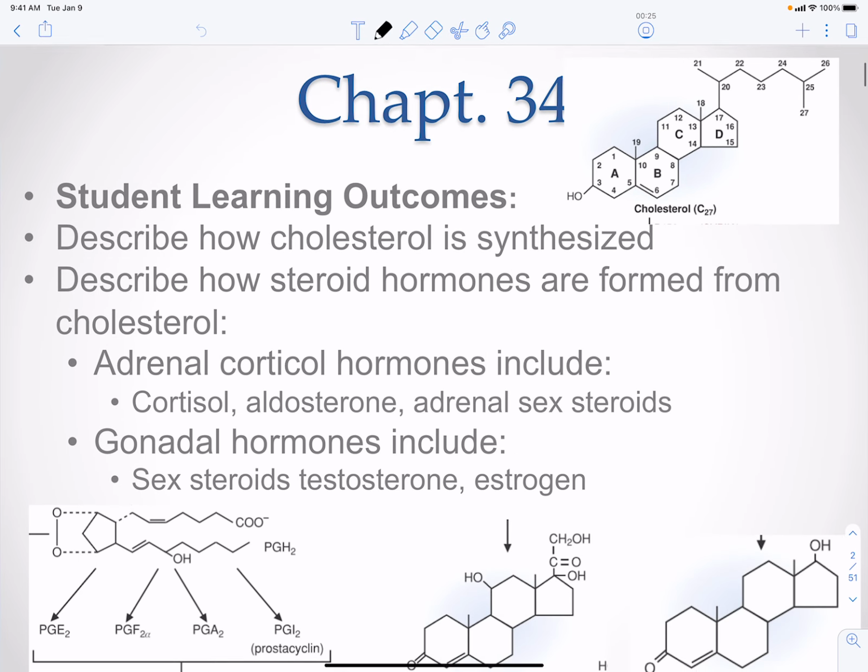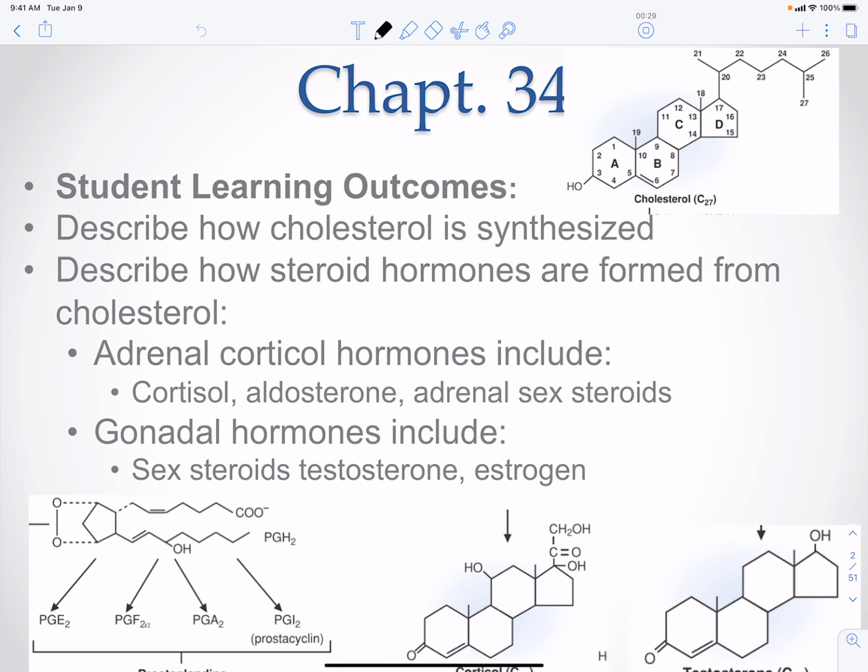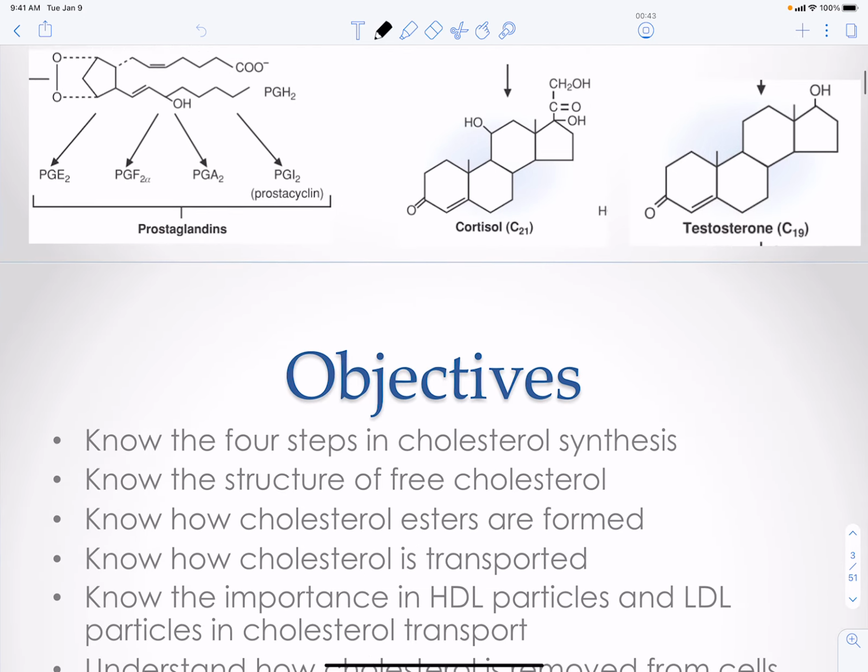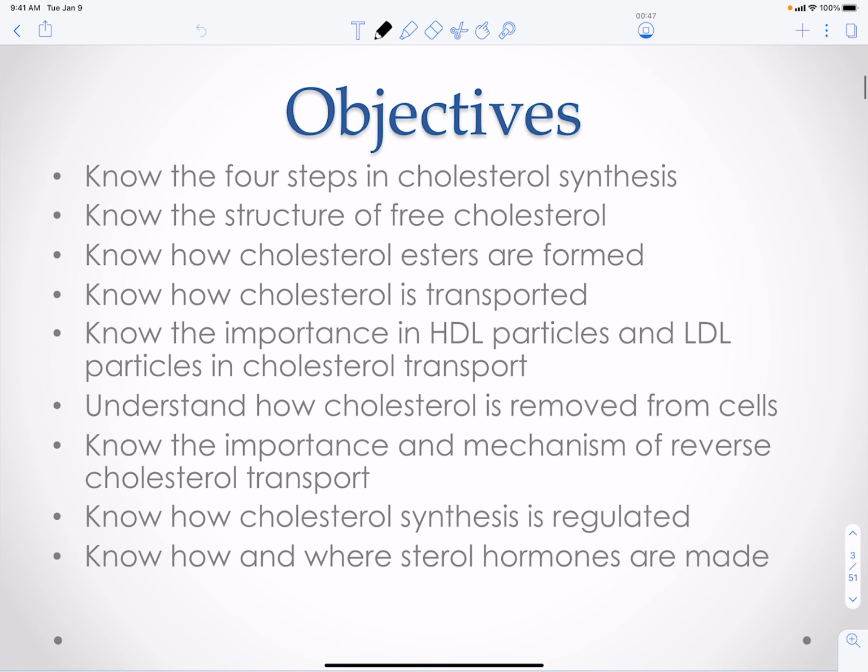So we're going to learn how cholesterol is synthesized, and then we're going to talk about how you generate steroid hormones from cholesterol. We have the cortisol, we have your testosterone, estrogen, etc. that can all be made from cholesterol. So for this first part, we're going to talk about the steps of cholesterol synthesis. Always occurs in the cytosol.